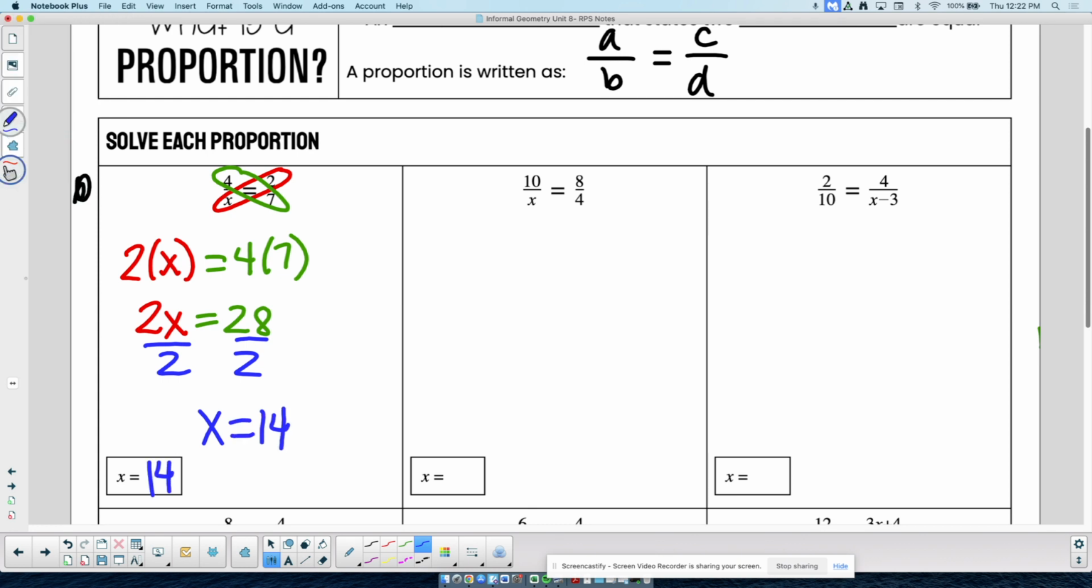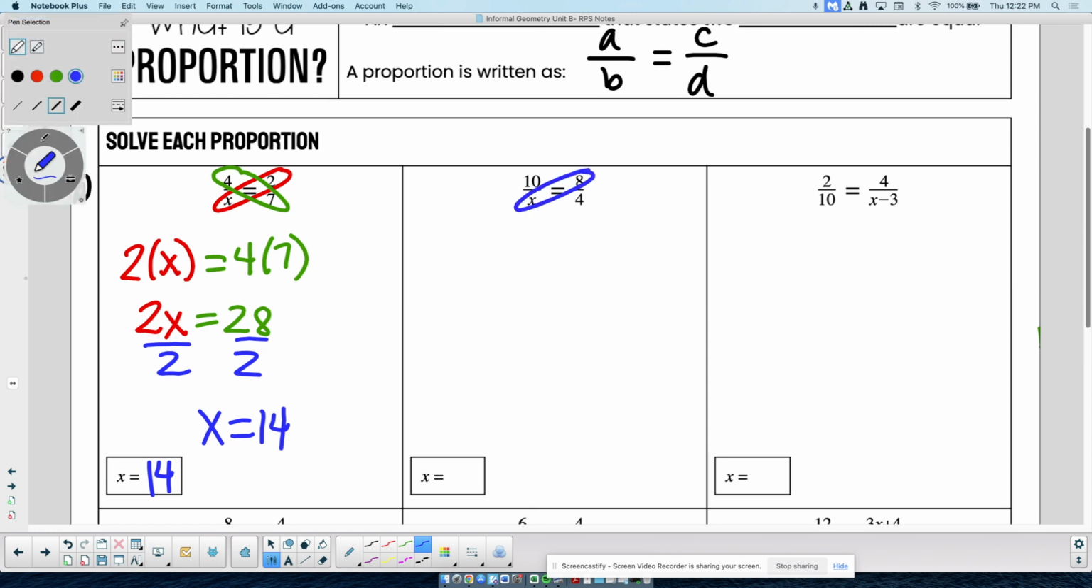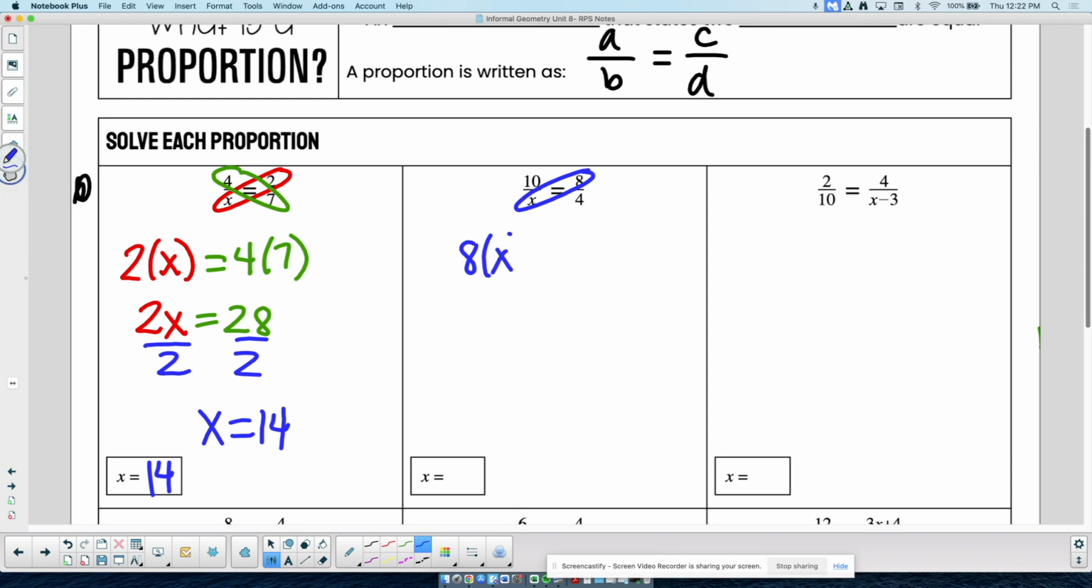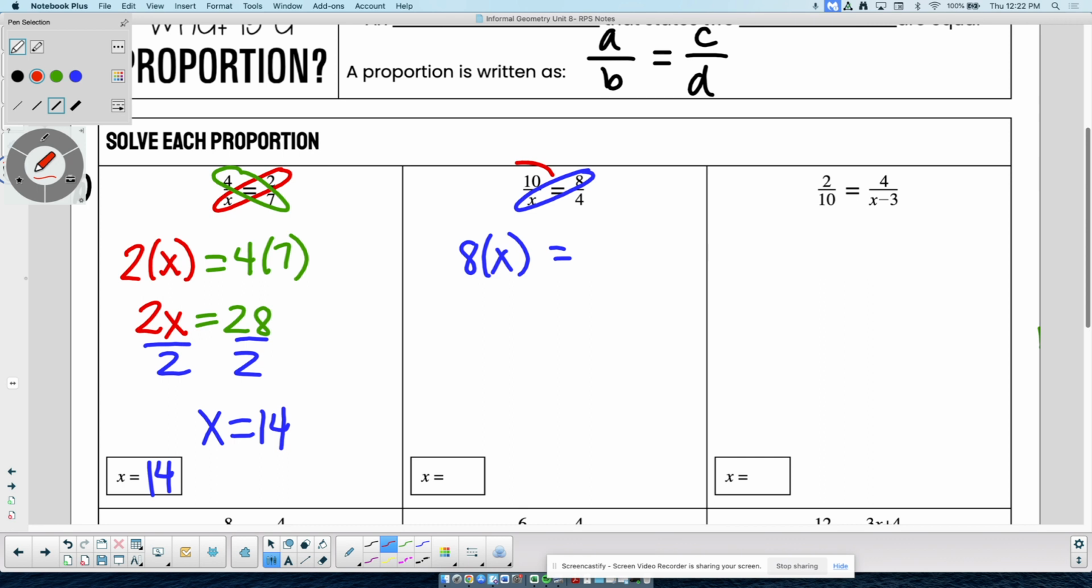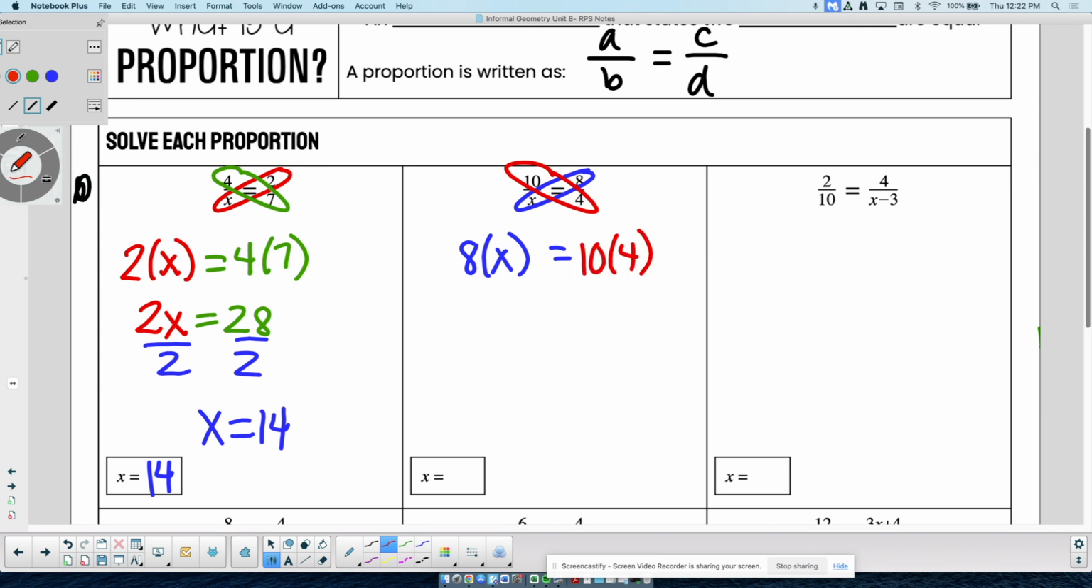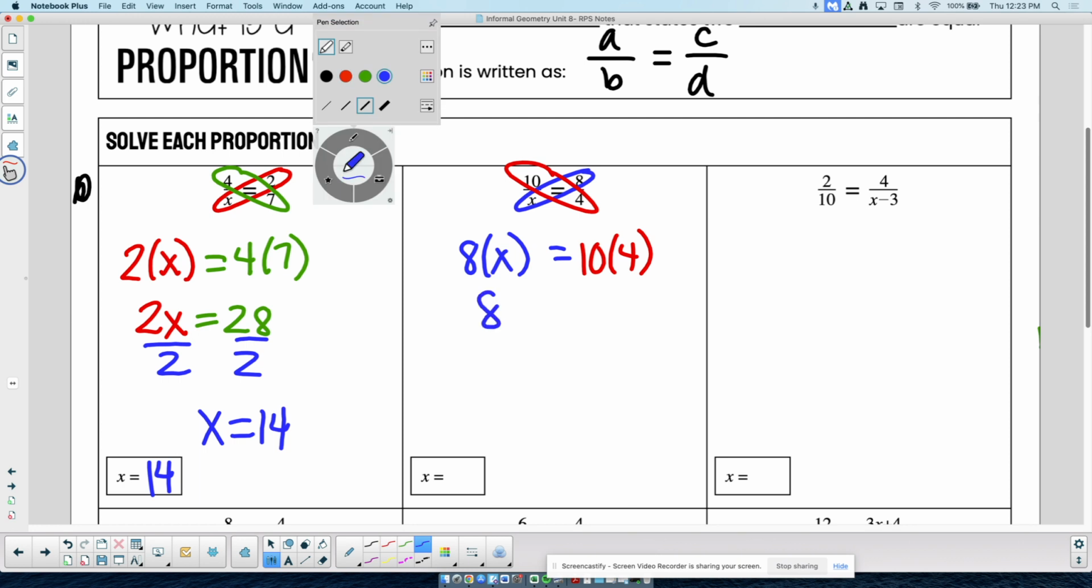And now it's just kind of rinse and repeat. That's really the gist of it. So if we do this one, x times 8, or 8 times x, is equal to 10 times 4. And now we simplify. What's 8 times x? 8 times x we know is 8x. 10 times 4 is 40. Divide out. X equals 5.